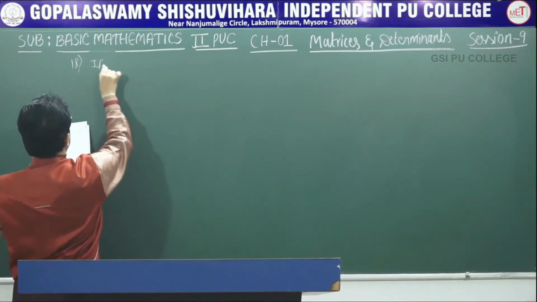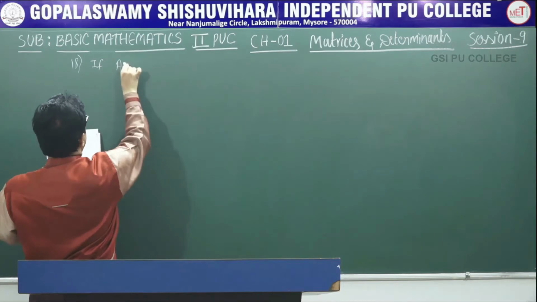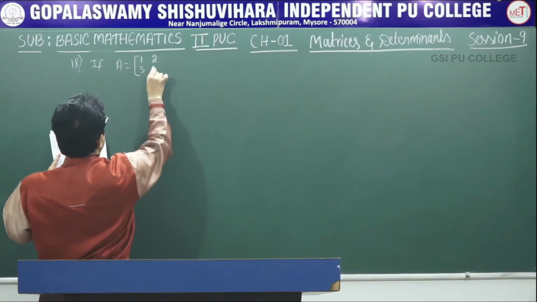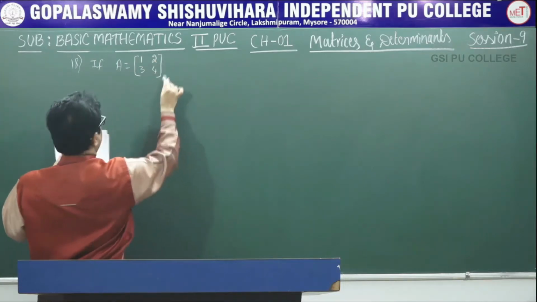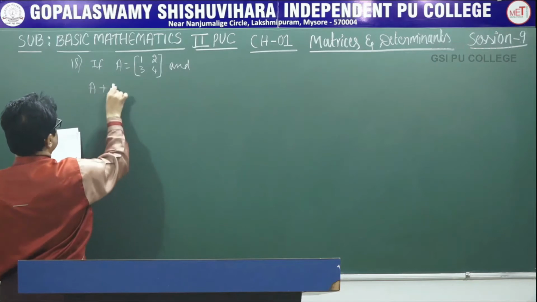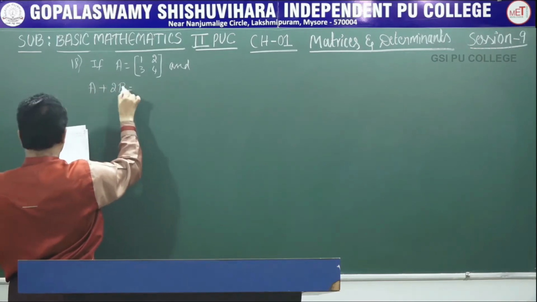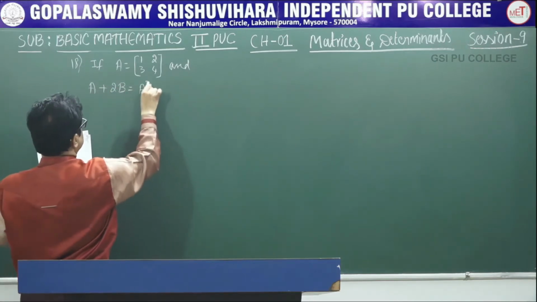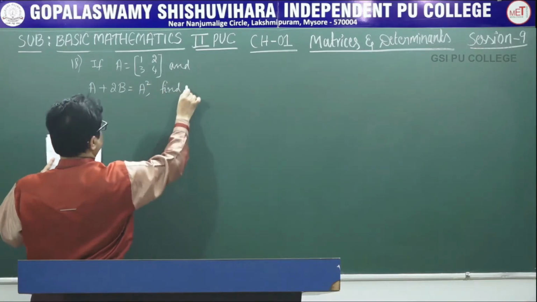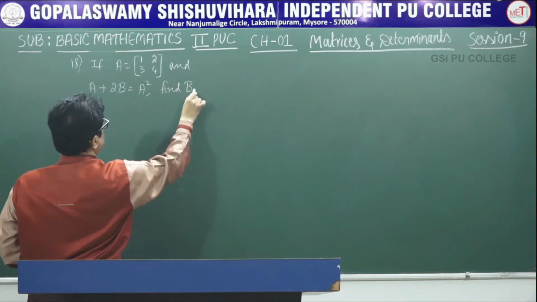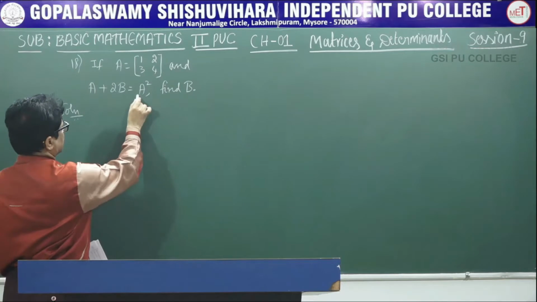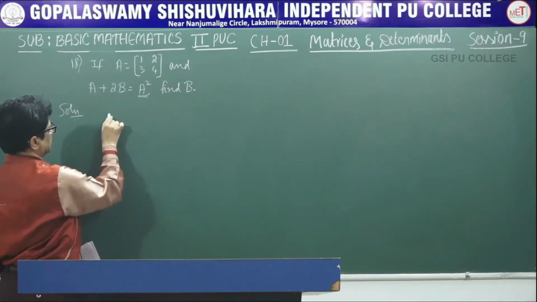If A equals 1, 2, 3, 4 and A plus 2B equals A square, find B. Solution. So, first we shall find A square.